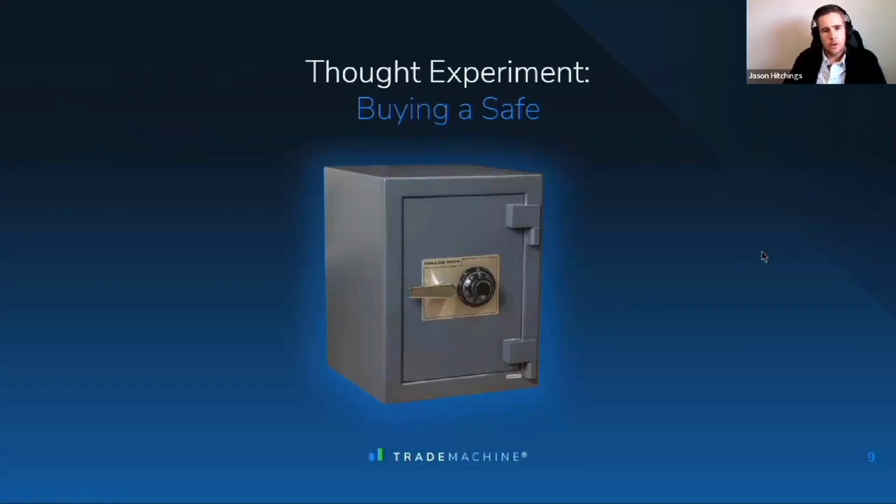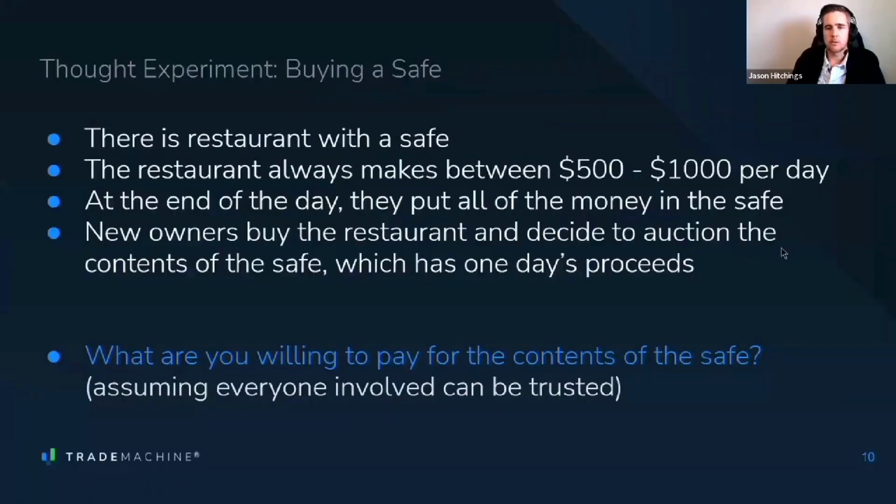Okay, so let's start with the thought experiment. Our thought experiment is going to be about buying a safe. Here's the scenario. There's a restaurant. The restaurant always makes between $500 and $1,000 a day. Some new owners come in and want to sell off a bunch of things at the restaurant, and they're just going to sell the contents of the safe because they don't really care that much about what's in it. You're going to get the contents, not the safe.